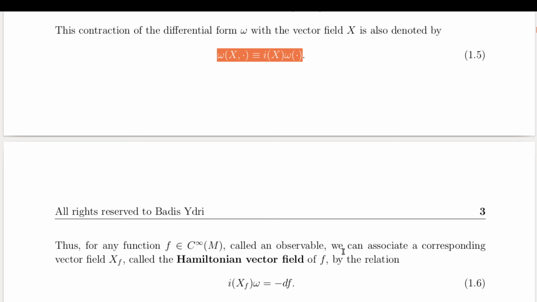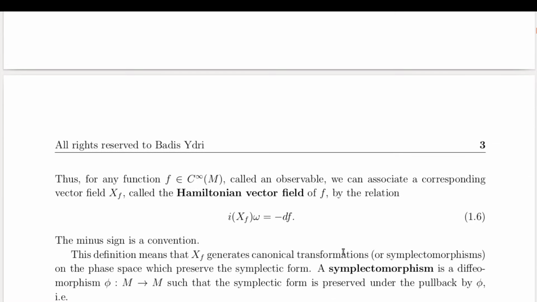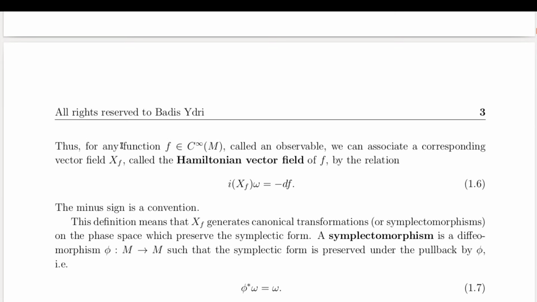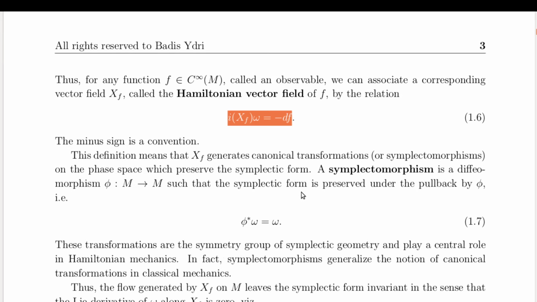In the realm of symplectic geometry, every observable, represented by a smooth function, has an associated Hamiltonian vector field. These vector fields are not arbitrary. They are defined by the relation that contracts them with the symplectic form to produce the differential of the observable. These Hamiltonian vector fields have a special property. They generate transformations known as symplectomorphisms.